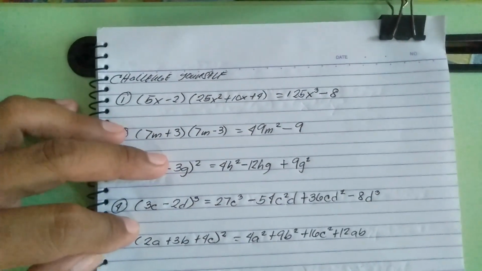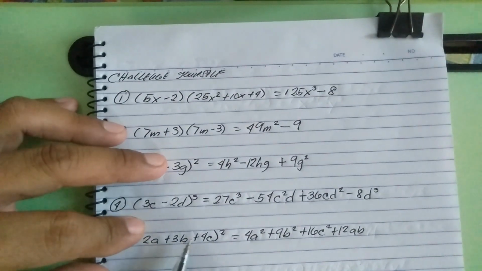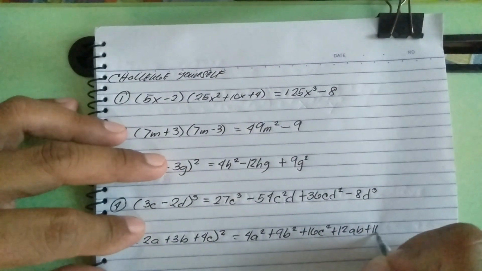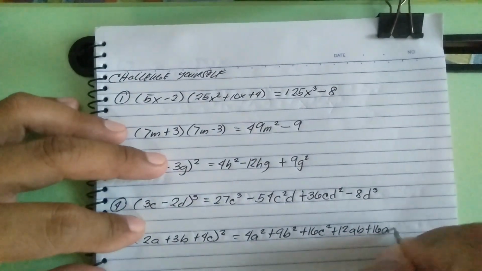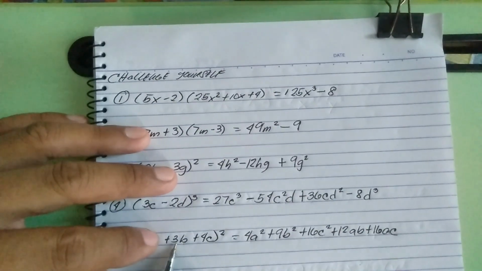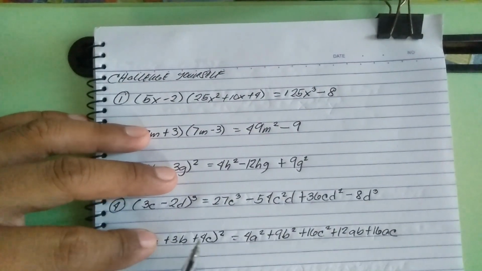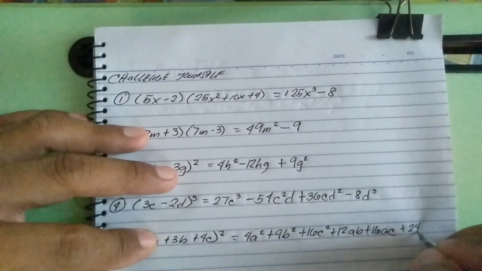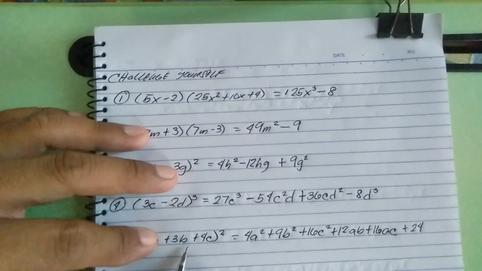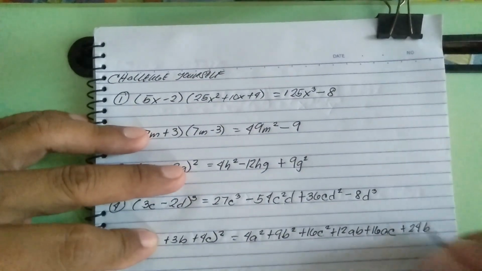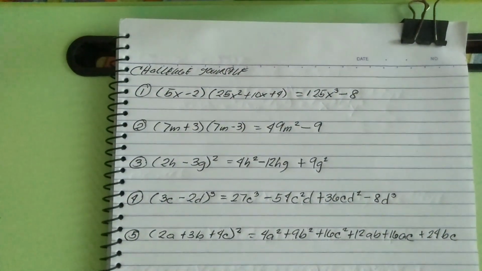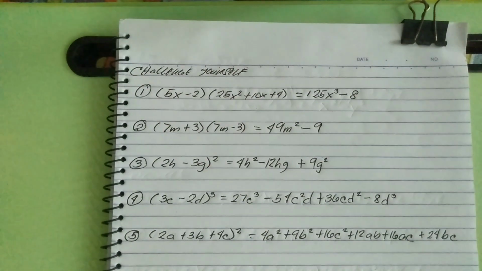12AB. Next, 2A times 4C times 2. 2 times 4 times 2, we have plus 16AC. And then, the last term, 3B times 4C times 2. 3 times 4 times 2. We have plus 24BC. And that's it. There you go. The answer for our challenge yourself.